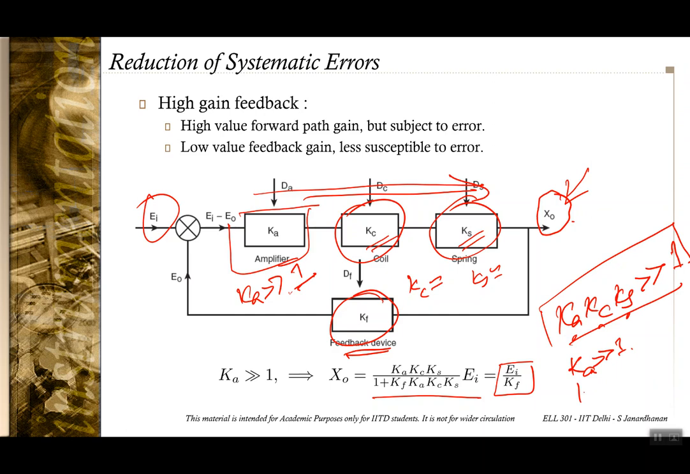Okay, and Kf is exactly known, which would mean that EI by Kf is exactly known, which means that from XO you can find EI correctly. However, there is a disadvantage. Nothing is free. The disadvantage is that we have Ka, which is a high gain device.